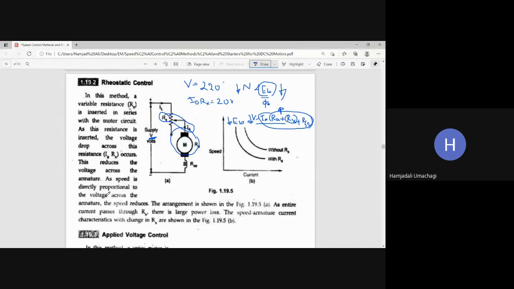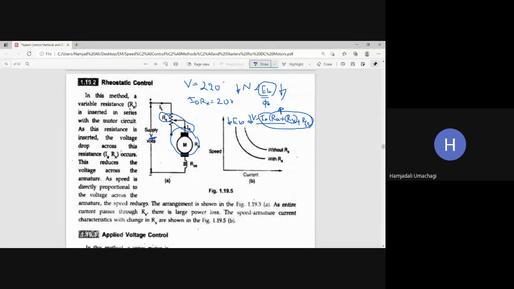As speed is directly proportional to the voltage across the armature, the speed reduces. So speed is directly proportional to Eb, and Eb is all these things. If all these things are getting reduced, then no doubt Eb will reduce. If Eb reduces, then proportionally the speed is also going to be reduced.